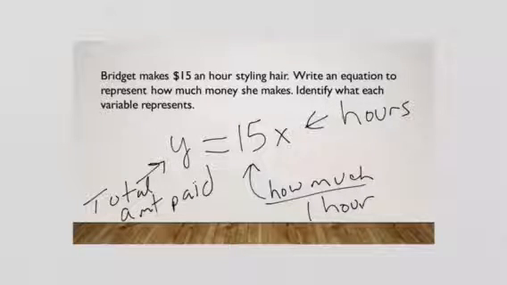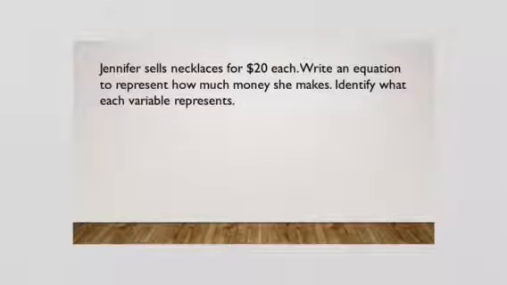So when you look at this, not too hard to do. You just have to consider the different labels that we have, like hours, total amount paid, and our unit rate. Let's try another one. Jennifer sells necklaces for $20 each. Write an equation to represent how much money she makes. Identify what each variable represents.